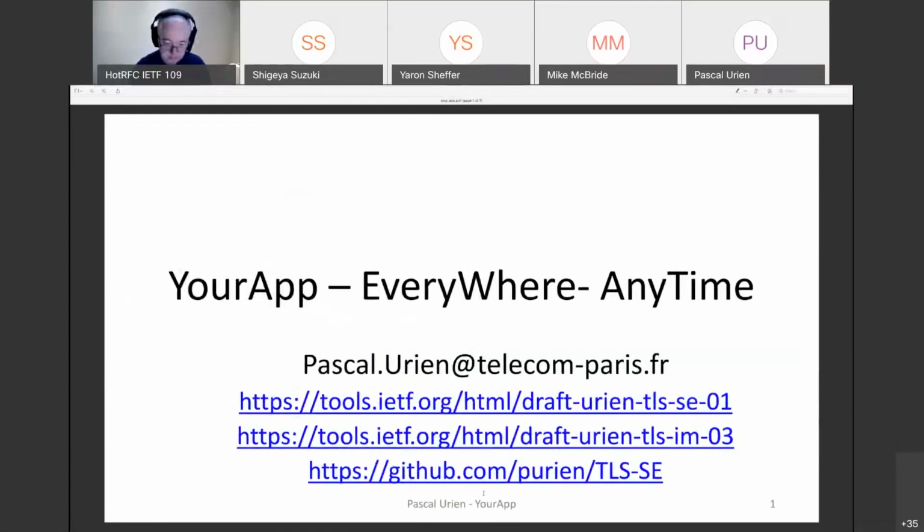So this talk is about URAP everywhere, anytime, which relies on two IETF drafts, TLS-SC and TLS-IM. An open implementation of these drafts is available on GitHub. Next slide, please. What is the concept?